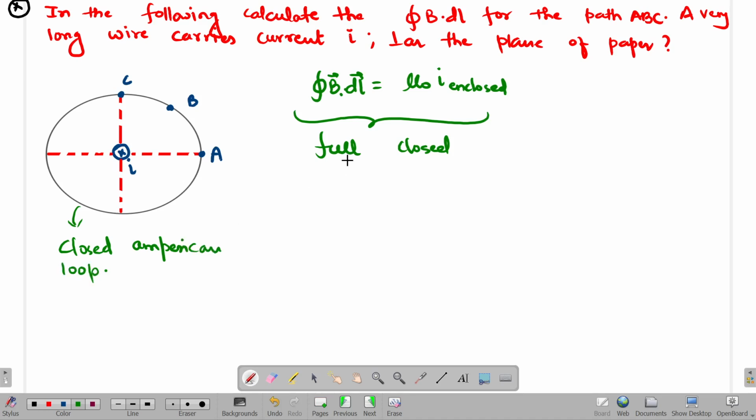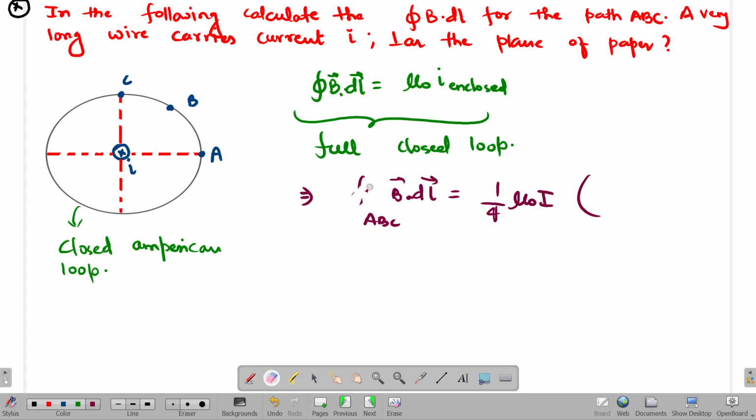Are you able to get me? So see, this is my full closed loop. Here, as I'm saying, I want B dot dl for only A to B to C. So this is one fourth of the closed loop or not? So this implies integral B dot dl for path A, B, C is simply 1 by 4 mu naught I. That's all. That's your answer.